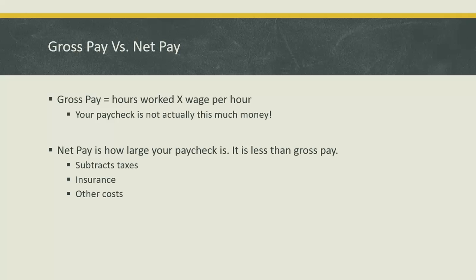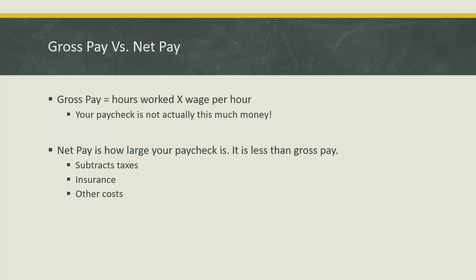In the last assignment, you calculated gross pay. Gross pay is your total earnings, which you found by taking hours worked times the wage per hour. Unfortunately, this is not how much your actual paycheck will be. Net pay is how large your paycheck is, or how much money you are given. This is going to be less than your gross pay.